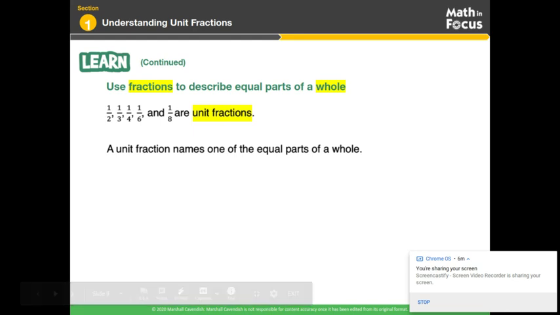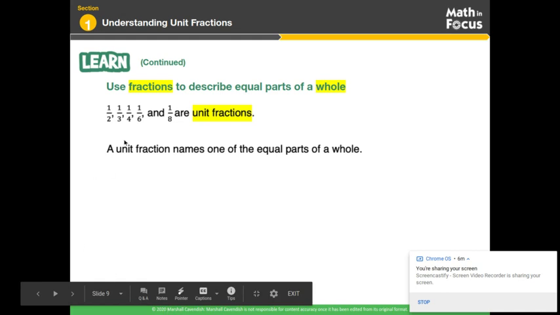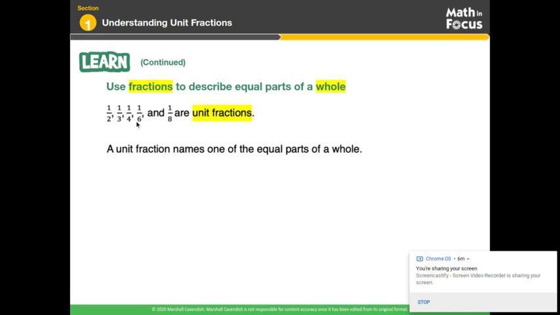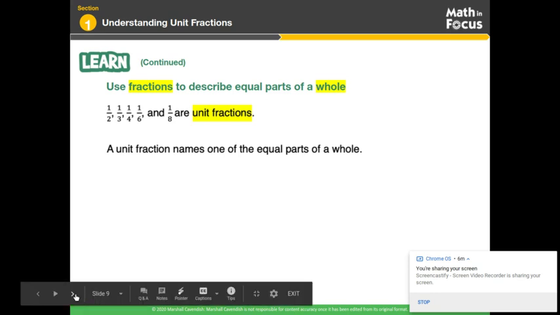Unit fractions name one equal part of a whole. Boys and girls, this is math vocabulary you need to know. A unit fraction names one part of a whole. 1/2, 1/3, 1/4, 1/6, and 1/8 are unit fractions. A unit fraction names just one equal part of a whole thing.